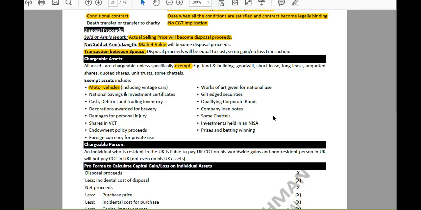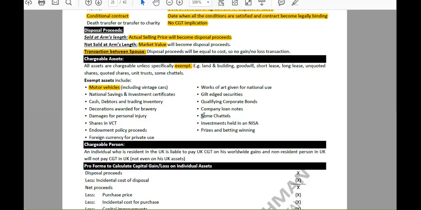So please remember, all types of investments in debt instruments are exempt. Either these are bonds, or some type of certificate, or loan notes or debentures. So all types of investment in debt instruments are exempt in the capital gains tax.